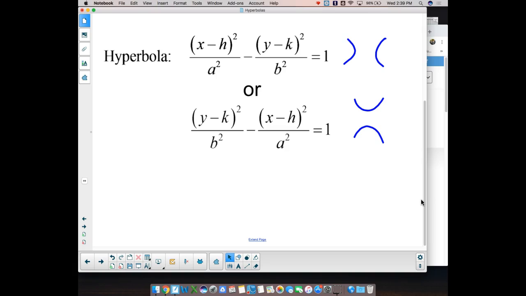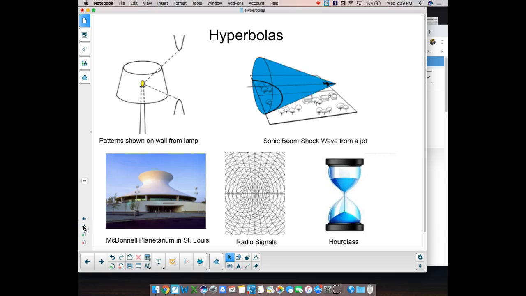Now, we saved hyperbolas for last for a reason. There's a lot of work involved with the hyperbola. It's doable work, but there's a lot more work involved with it. So let's dive in and let's go. Let's do this. So excited. So, here are some different real-world hyperbolas.